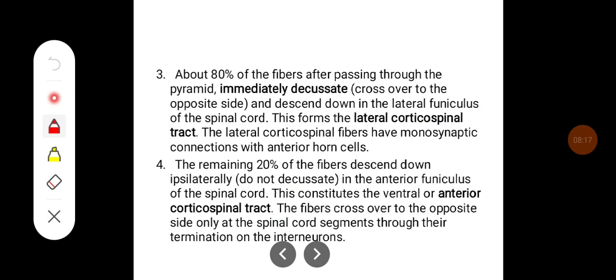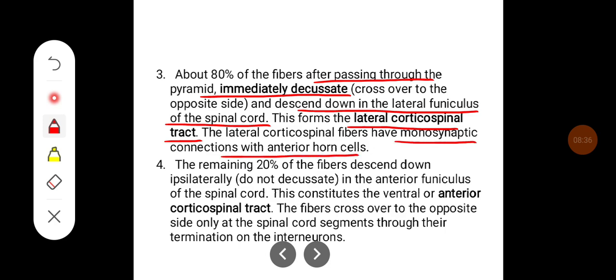About 80% of the fibers, after passing through the pyramid, immediately decussate, that is, they cross over to the opposite side and descend in the lateral funiculus of the spinal cord. This forms the lateral corticospinal tract. The lateral corticospinal fibers have monosynaptic connections with the anterior horn cells.